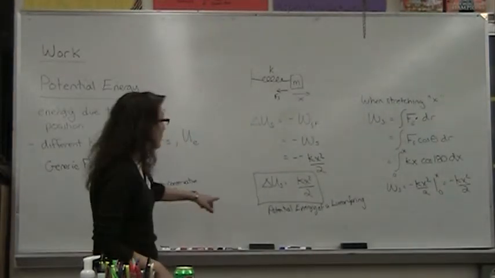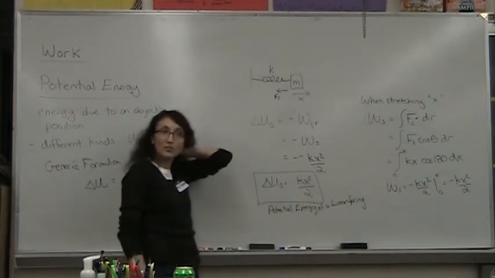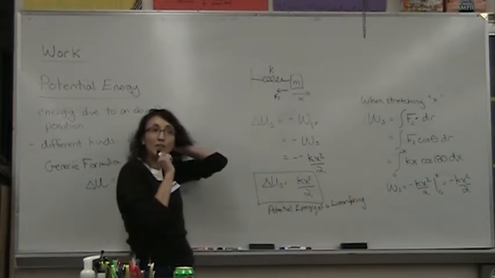But to use kx squared, I think that's right on the sheet. I think it says U sub s is equal to 1/2 kx squared.